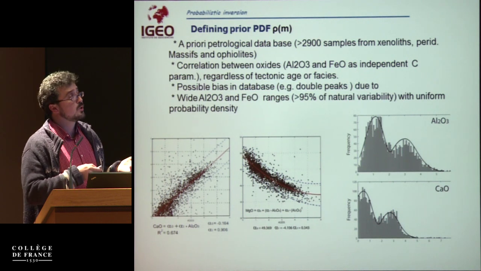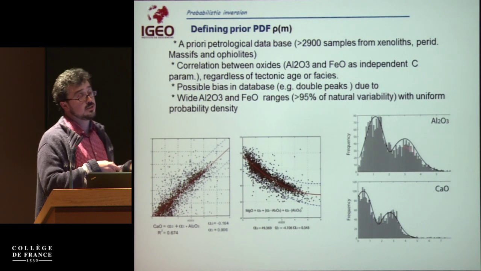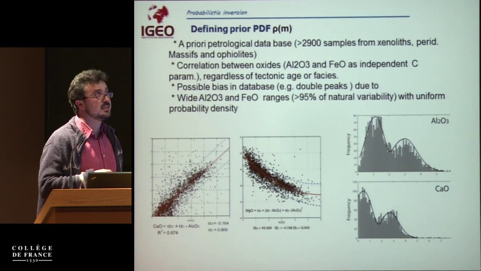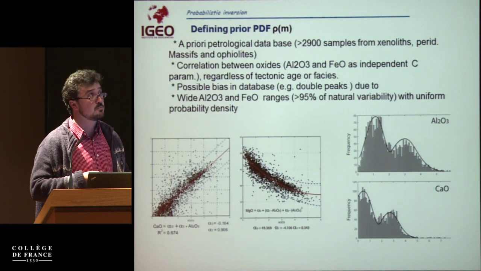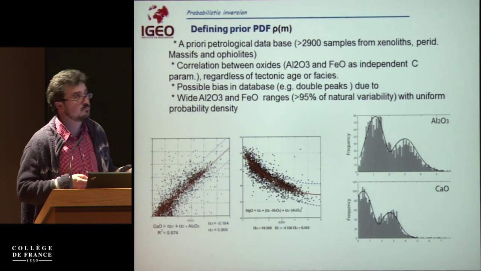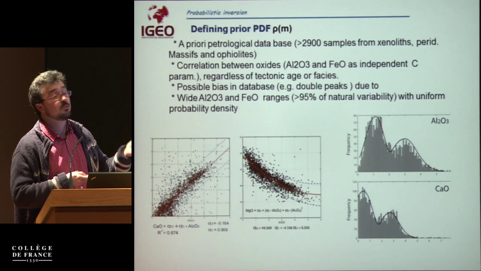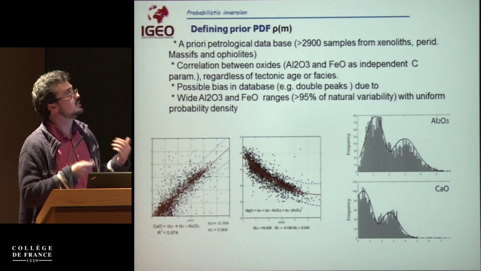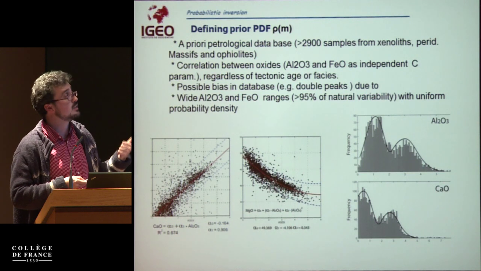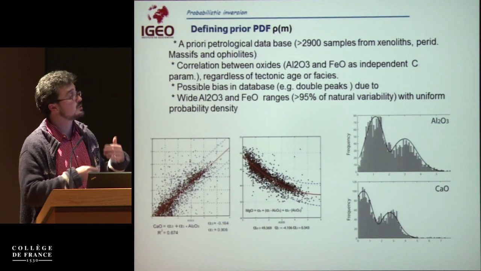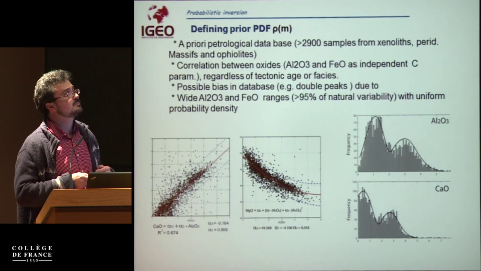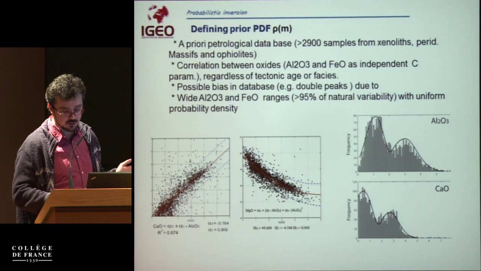Then, when you look at the frequency plots for the database, this is for aluminum oxide, and this is for calcium, you can see that there are 2 peaks in the density functions. This is probably due to the sampling of the database. For instance, we have much more information about Archean mantle and Phanerozoic mantle than we have for, say, Proterozoic belts. So this is probably behind these 2 peaks. To avoid that, we use a very wide range of initial values for aluminum and iron oxides as independent variables, covering more than 95% of the total variability that we see in the samples. And then we assign a flat uniform probability density function to avoid any possible bias.